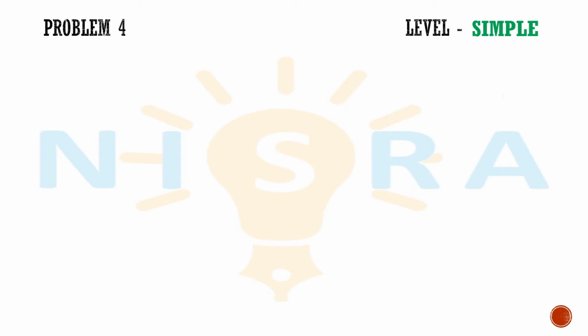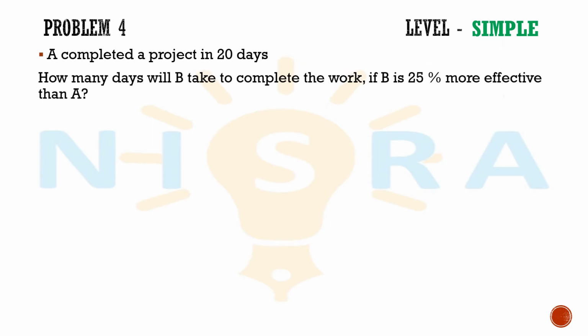Now we look into problem 4. A completed a project in 20 days. How many days will B take to complete the work if B is 25% more effective than A? Let the number of days taken by B be X.